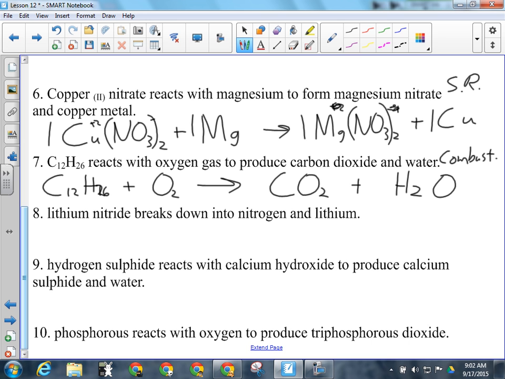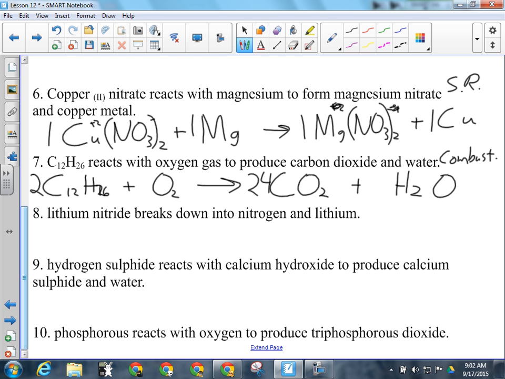Let me review the rule of 2. The rule of 2 says if you have an even number of carbons, start your balancing with a 2. Do I need a 2? Yes, 12 is an even number, so I need to start my balancing with a 2. That's what the rule of 2 is. 2 times 12 is how many? 24. So I have to go over here and put a 24 in front of carbon dioxide.